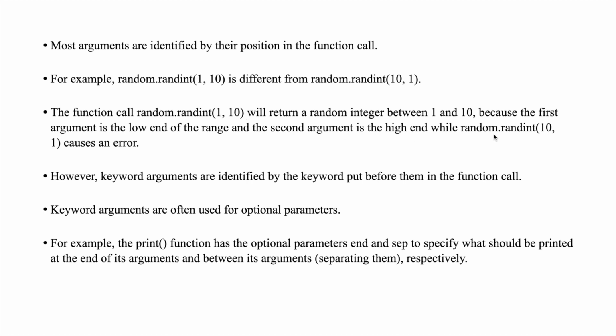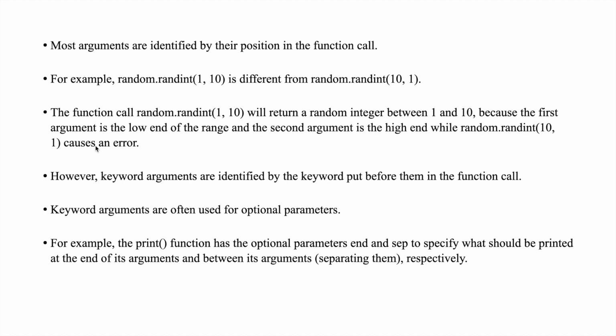But random.randint(10, 1) causes an error, so you can't use 10, 1, high end first and low end next. It causes an error. That's why the position of the arguments in the function call matters.